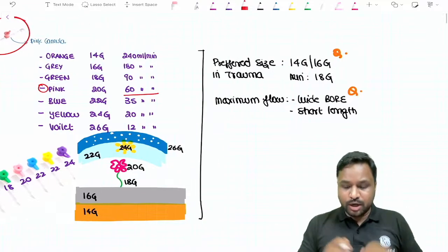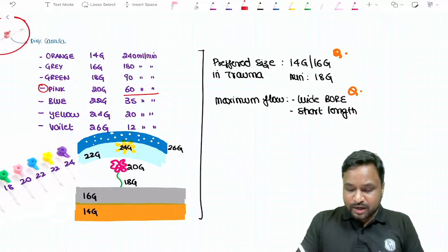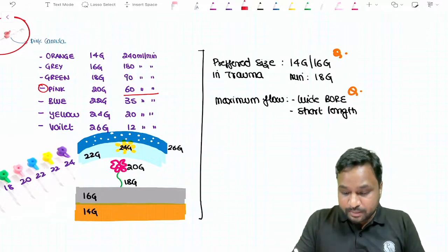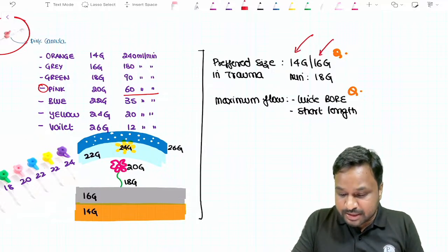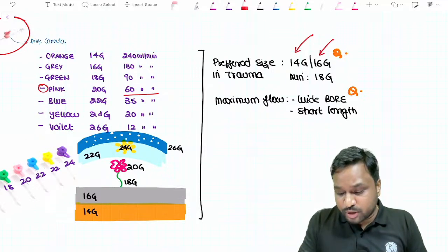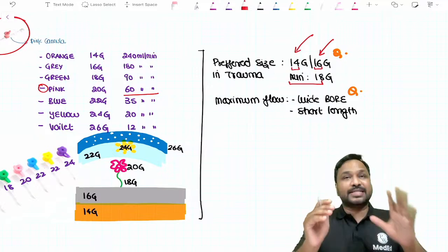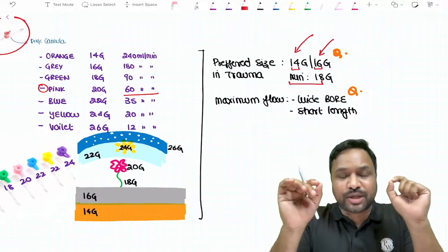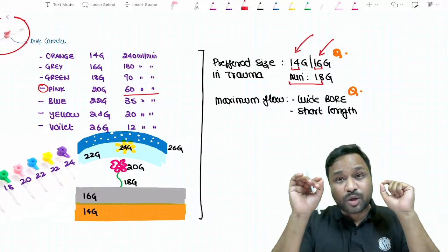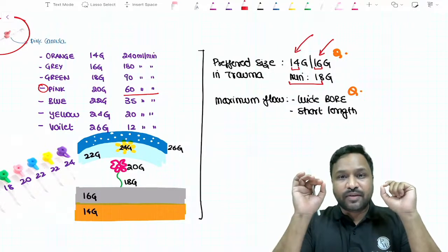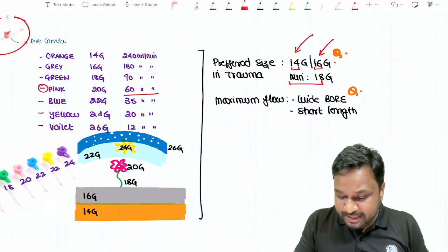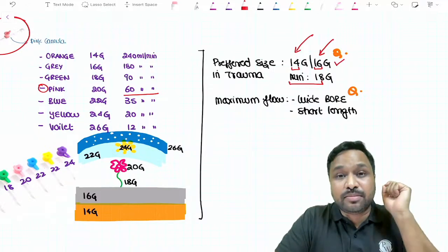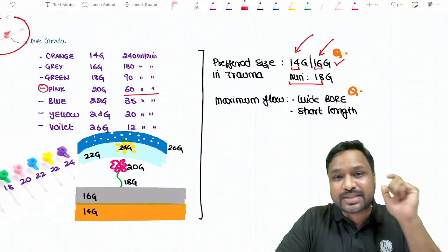Now, two questions. What is the preferred size of cannula for trauma resuscitation? Remember, 14 is the maximum, and the minimum is going to be 18. 16 is the other one that you can use. So you can use 14, 16 and 18. If they ask you which is preferred in trauma, remember the preference is for 16 gauge. The minimum size of needle that should be used is 18 gauge.